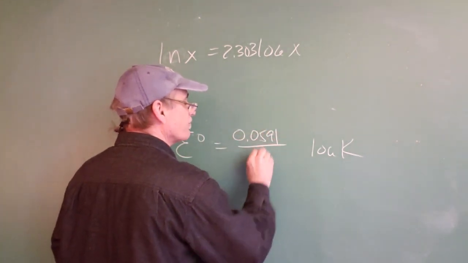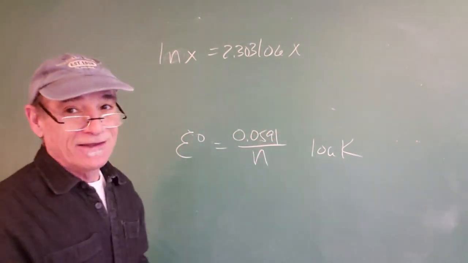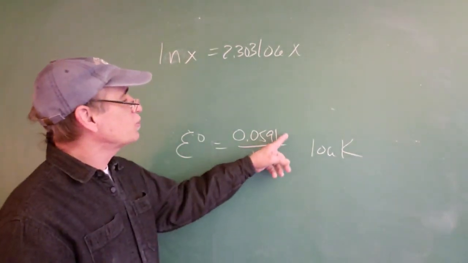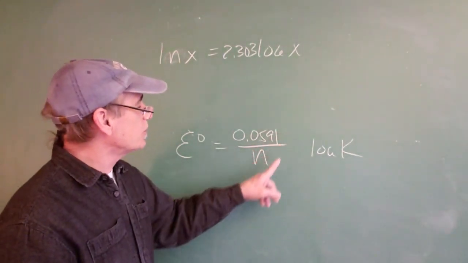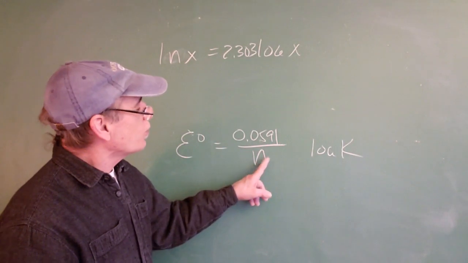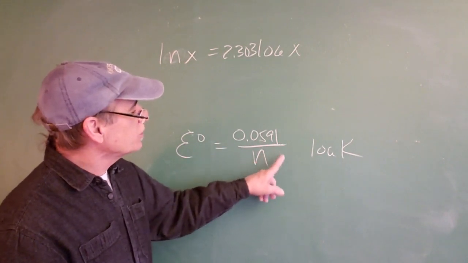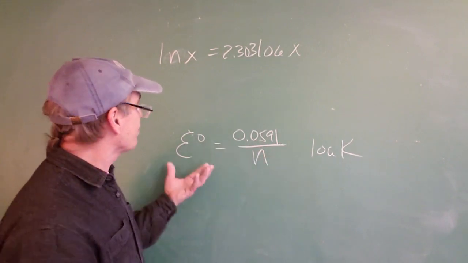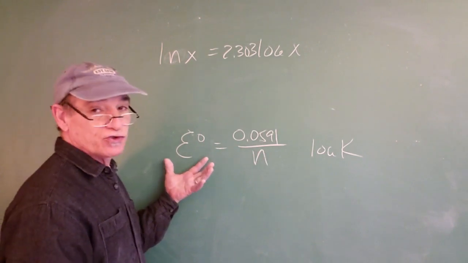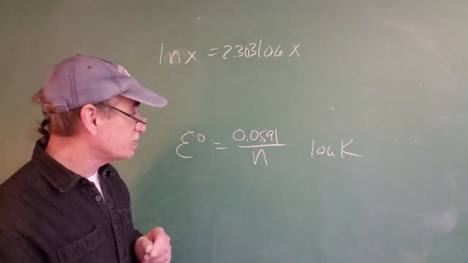The only thing left as a variable is n. And if you check, the units do come out joules per K, or joules per coulomb, and n cancels out with Faraday's constant being coulombs per mole of electrons. So everything works out for this to be in joules per coulomb, the voltage.